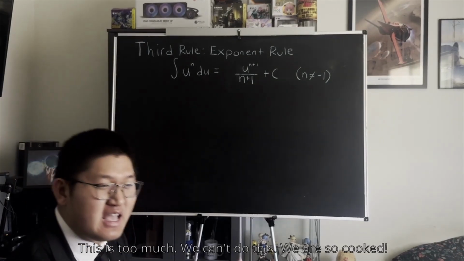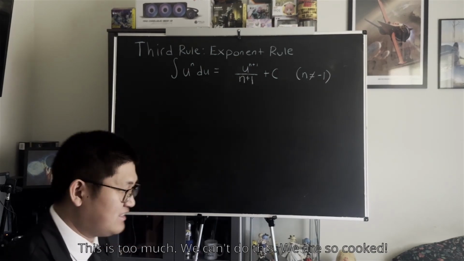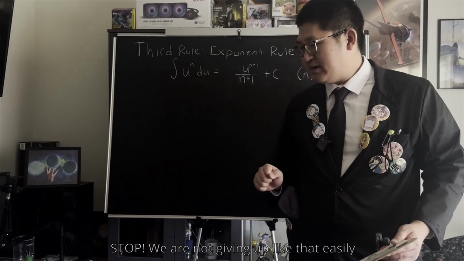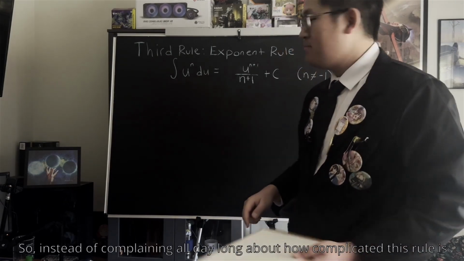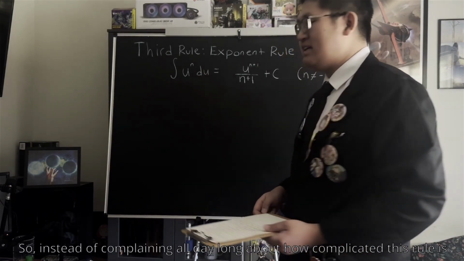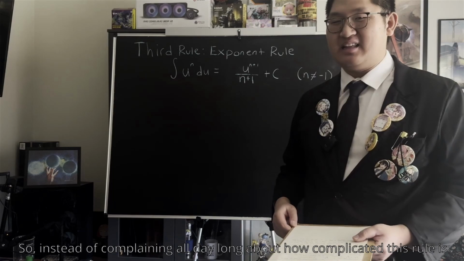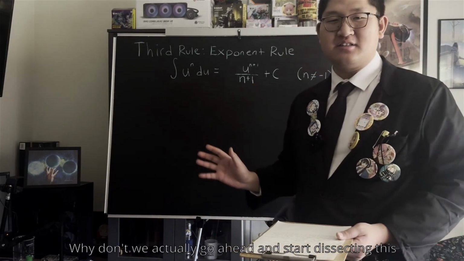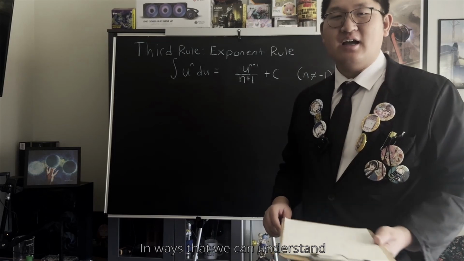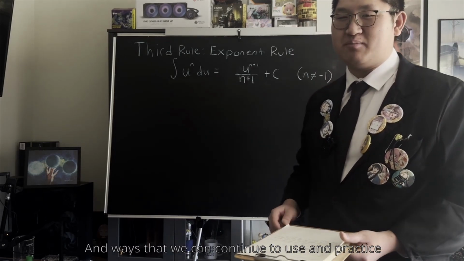This is too much. We can't do this. We're so cooked. We are not giving up like that easily. So instead of complaining all day long about how complicated this rule is, why don't we actually go ahead and start dissecting this in ways that we can understand and ways that we can continue to use and practice.